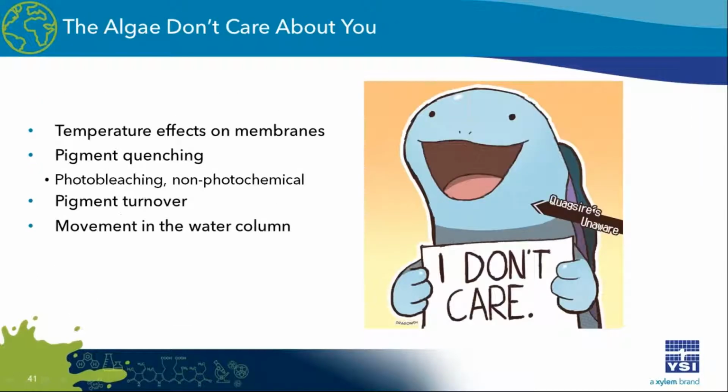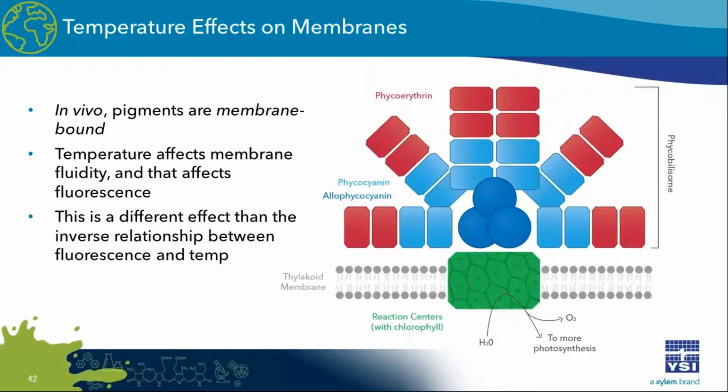And the next thing I'll remind you about is algae do not care. They do not care that you're trying to measure them. They are out there doing their business, and there are a lot of things about algae physiology that can impact what you're measuring. And I've listed some of them here. We won't go into great detail on all of these because we're starting to run tight on time. But one thing I do want to remind everybody of is that pigments are in membranes, and temperature affects the fluidity of the membranes, which affects the fluorescence of the pigments coming off of those membranes.